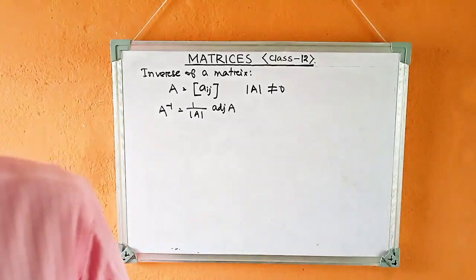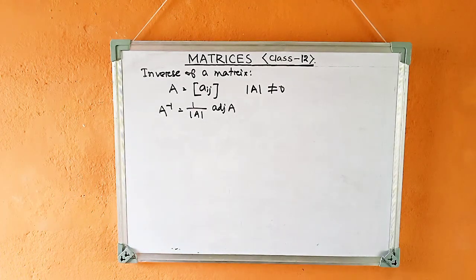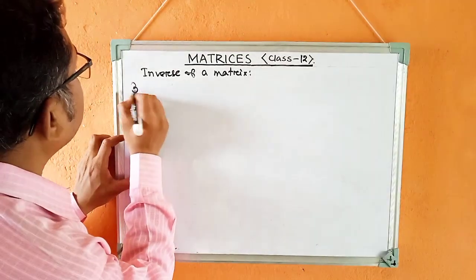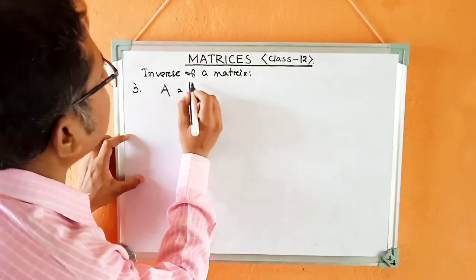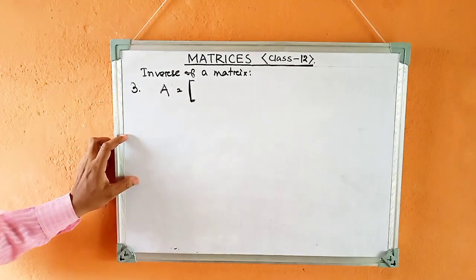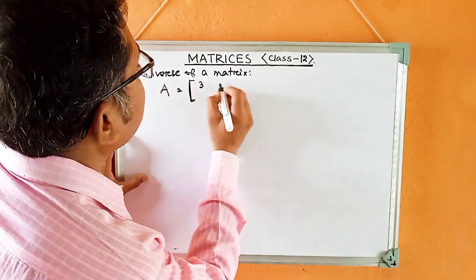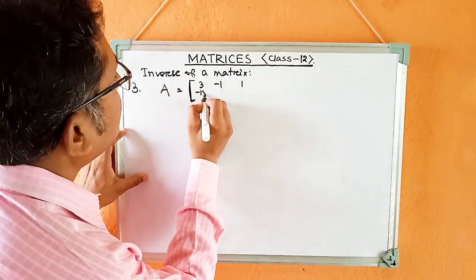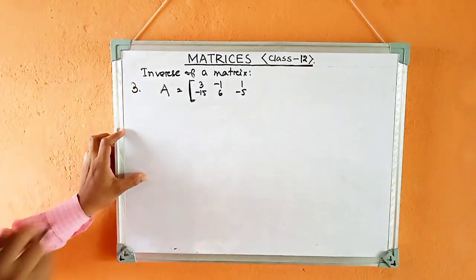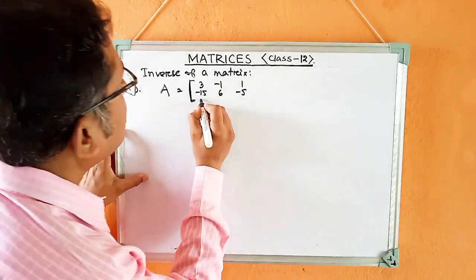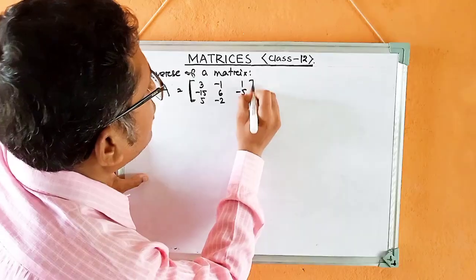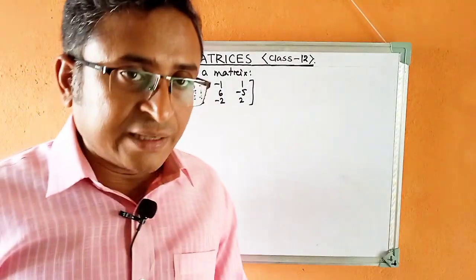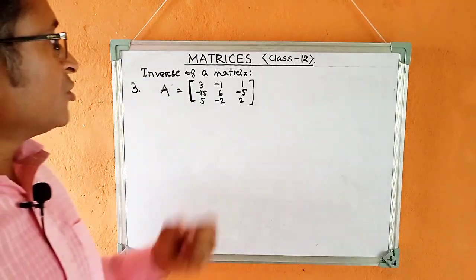Okay, now see, there is an example. Find the inverse of a matrix. Example number 3. Find the inverse of the given matrix. The matrix is 3 minus 1, 1. After that, minus 15, 6, minus 5. Then 5 minus 2, 2. Okay, this is a square matrix of order 3. Find out the inverse of the matrix.